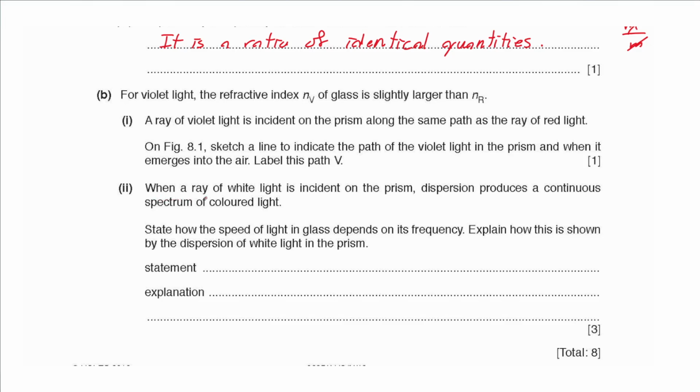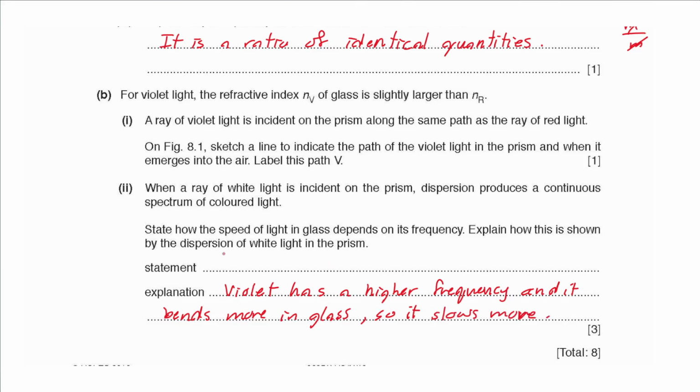Part double I says when a ray of white light is incident on the prism, dispersion produces a continuous spectrum of colored light. State how the speed of the light in glass depends on its frequency, and explain how this is shown by the dispersion of white light in the prism. So violet has a higher frequency and it bends more in glass, so it slows more in glass. This means that as frequency increases, speed decreases for electromagnetic waves inside the glass.